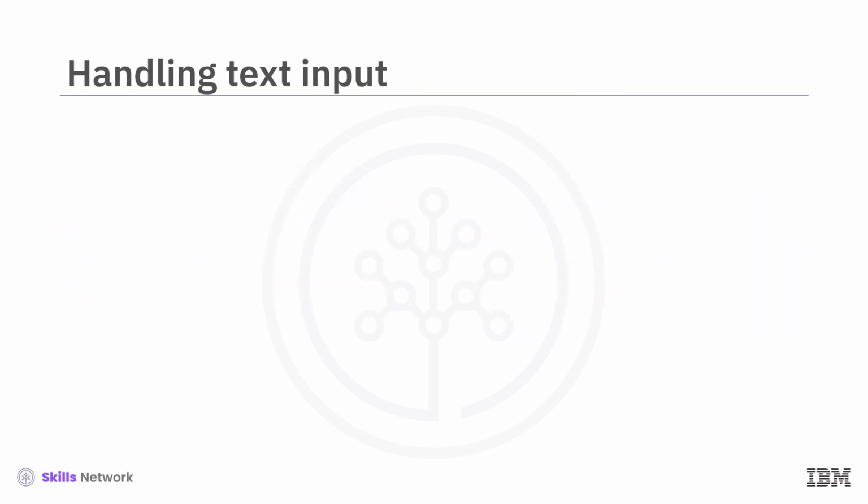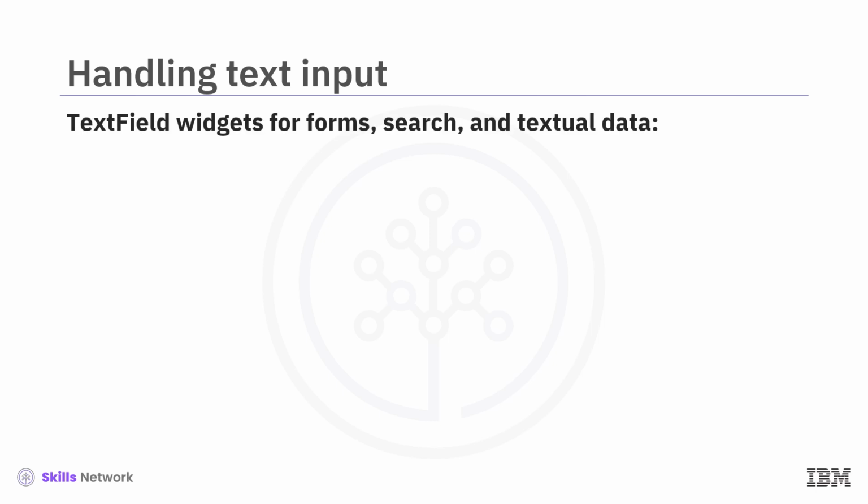Text input is another common form of user interaction. In Flutter, this is handled using the text field widget. A text field allows users to input text, which can be used for forms, search functions, or any other feature requiring textual data. Let's explore an example of how to work with text input.